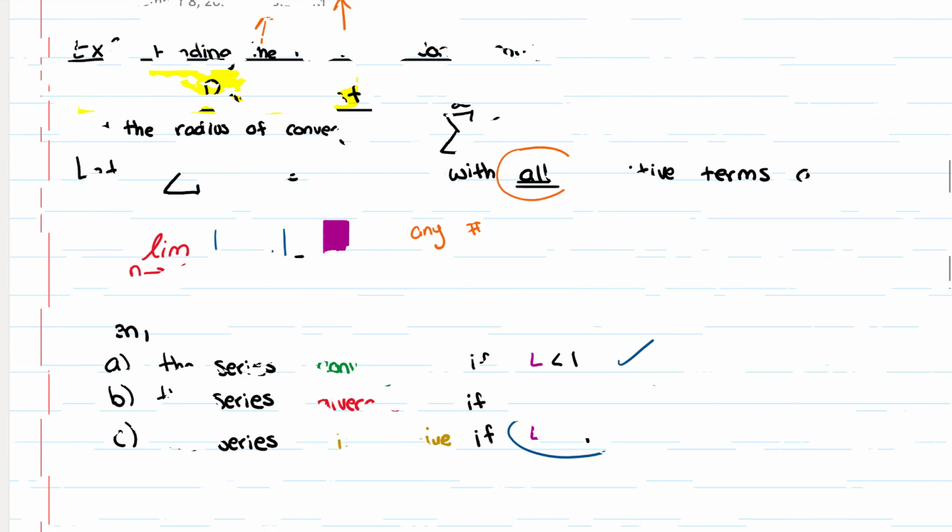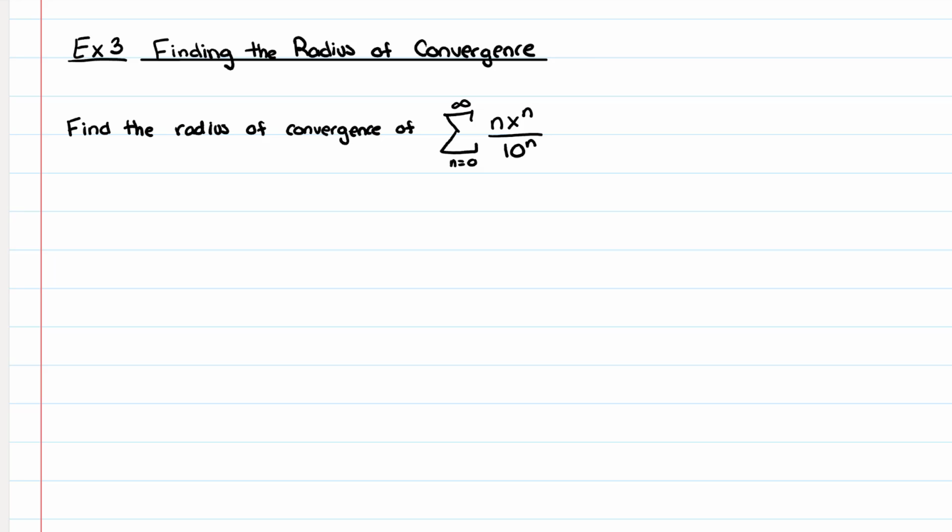So example 3, we're going to find the radius of convergence of this series, n x to the n divided by 10 to the n. Now what makes this one difficult is it's really hard to use a comparison test because I don't know what to compare it to. So what we're going to do is I'm going to show you how to set up the ratio test, and hopefully, because it says it converges, L will be less than 1. So let's see what happens.